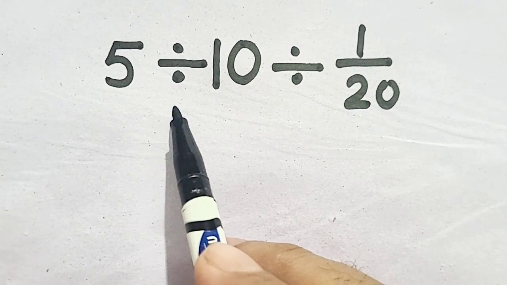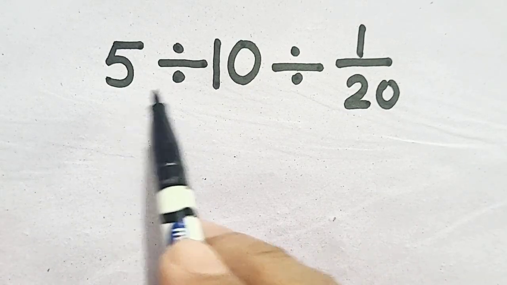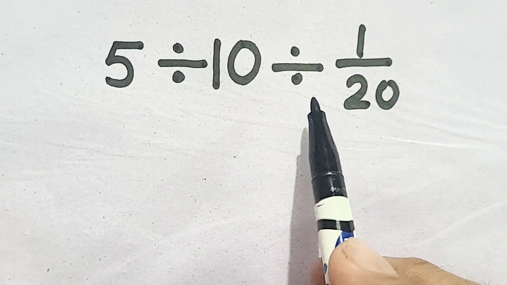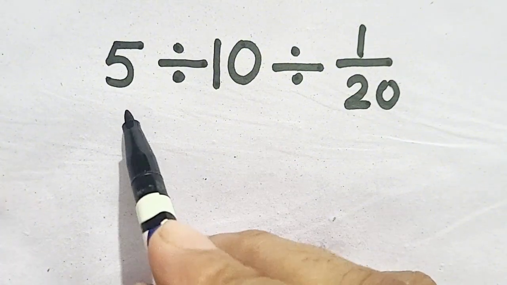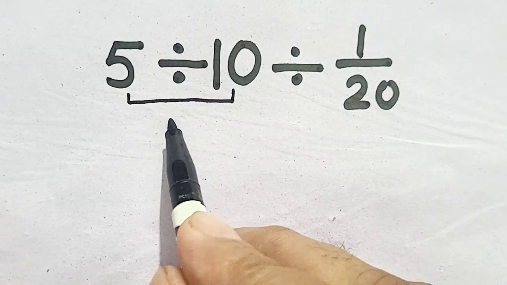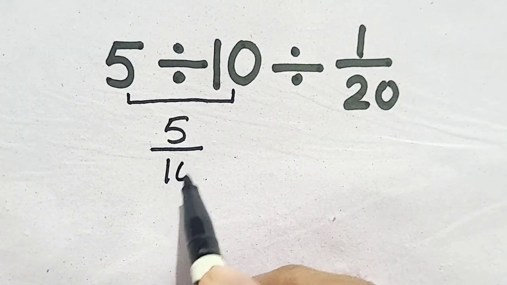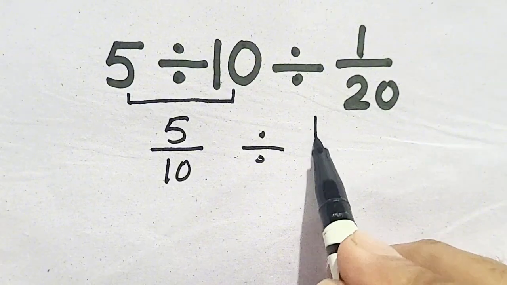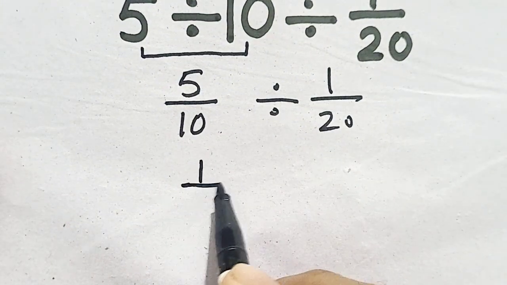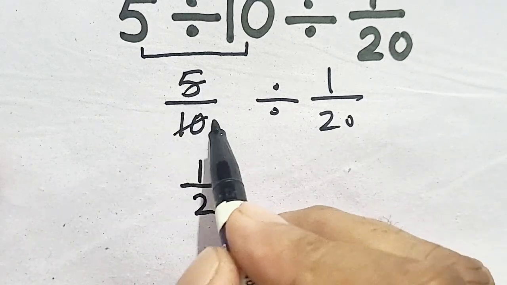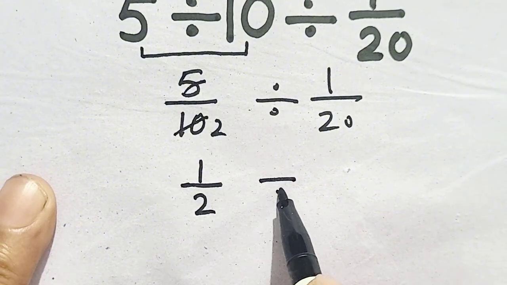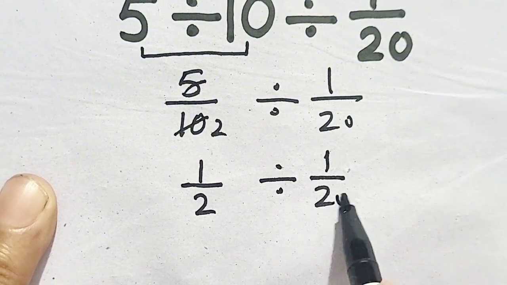Hello, I have another question for you, which is 5 divided by 10 divided by 1 by 20. You can guess the answer in your mind and check your solution. 5 divided by 10 will be equal to, we can write this as 5 divided by 10 divided by 1 by 20. 5 divided by 10 is equal to 1 by 2 because 5 is cancelled with 10, so 1 by 2 will be the answer, divided by 1 by 20.